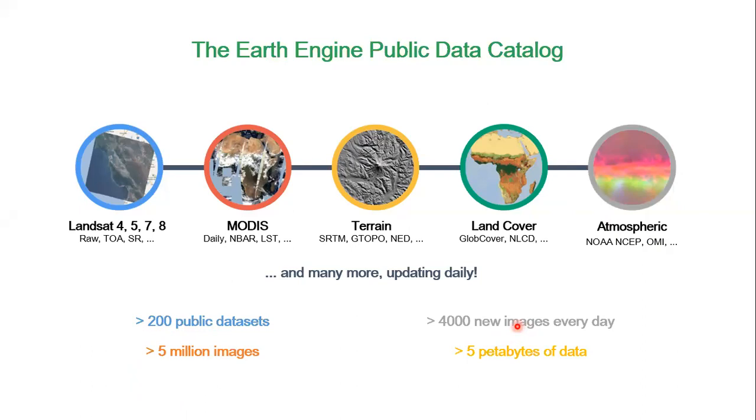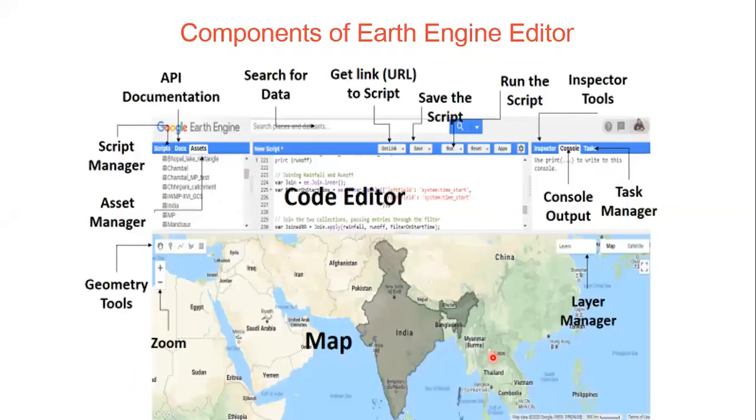If I talk about CHIRPS rainfall data, every week you can get the latest CHIRPS satellite data. It has more than 5 million images and greater than 5 petabytes of data. This is just a small screenshot of the components of the Earth Engine editor that work on JavaScript. Later on, I will show you how things work.